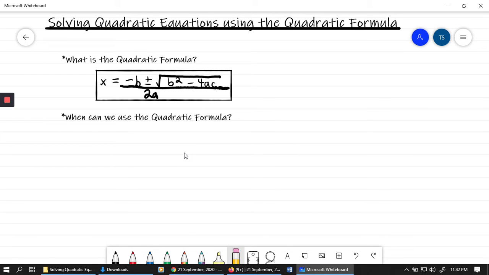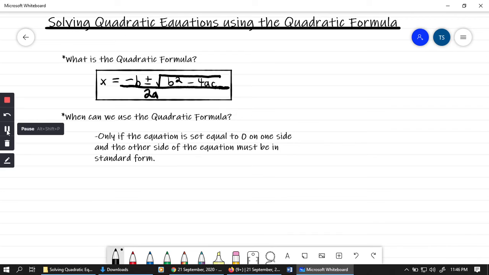The way that a quadratic equation has to be written in order for you to use the quadratic formula is that it's got to be written in standard form, and it has to be equal to 0. So the quadratic formula can only be used if the equation is set equal to 0 on one side, and the other side of the equation must be in standard form.